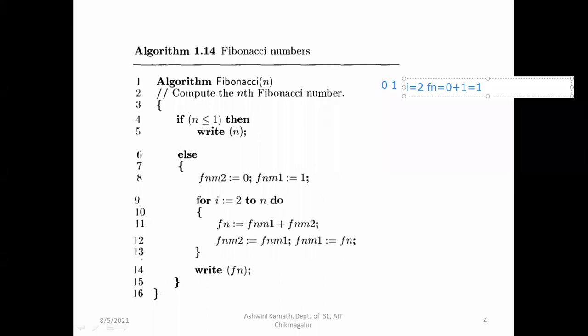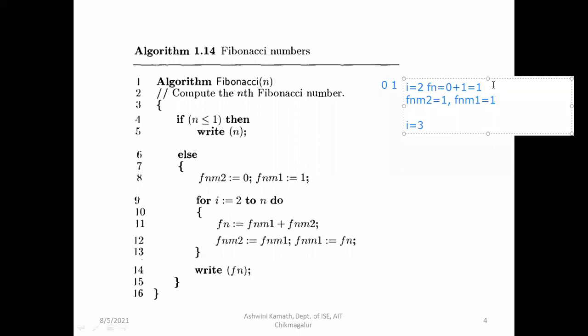Now change the value of Fnm2 and Fnm1. What is Fnm2? Fnm2 is equal to Fnm1. What is Fnm1? It was 1. You can see the value outside the loop, Fnm1 is equal to 1 initially. So assign it to Fnm2. Then Fnm1 is equal to Fn. Fn we have calculated, that is equal to 1. Now the values of Fnm2 and Fnm1 have changed. Right? Now i will be incremented, i is equal to 3.